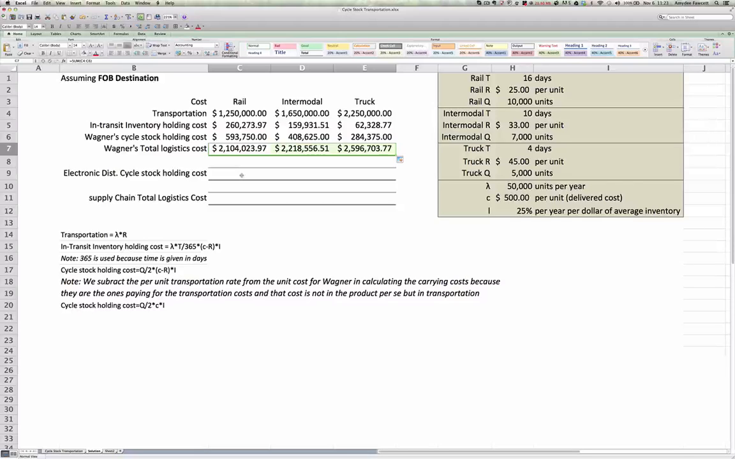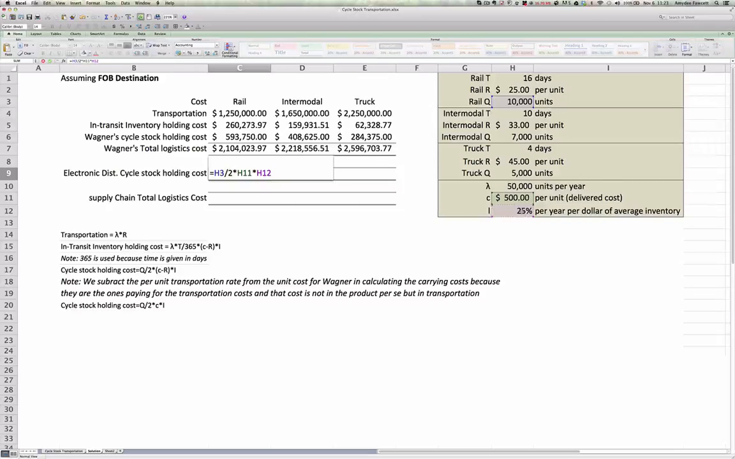Now let's take a look at it from the perspective of electronics distributors. Again, an electronics distributor pays transportation costs as an inclusive component of the unit cost. They don't have in-transit inventory holding costs because in-transit inventory is owned by Wagner and not by electronics distributors. And so the only cost we need to consider for electronic distributors is the cycle stock holding cost. We will assume there is no ordering costs. So the cycle stock holding cost, of course, now simply is average inventory times unit value times inventory carrying charge, or in other words, it is simply Q divided by 2.